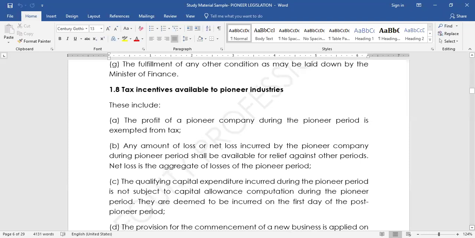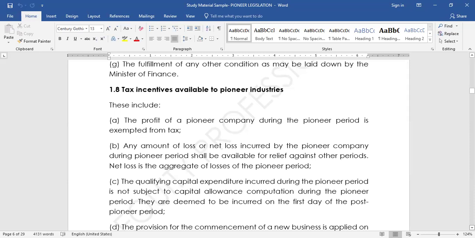Another one is that any amount of losses or net losses incurred by the pioneer company during the pioneer period shall be available for relief against other periods. What this is saying is, if a company makes a loss during the pioneer period, that loss shall be available for relief against profit that will arise after the pioneer period.